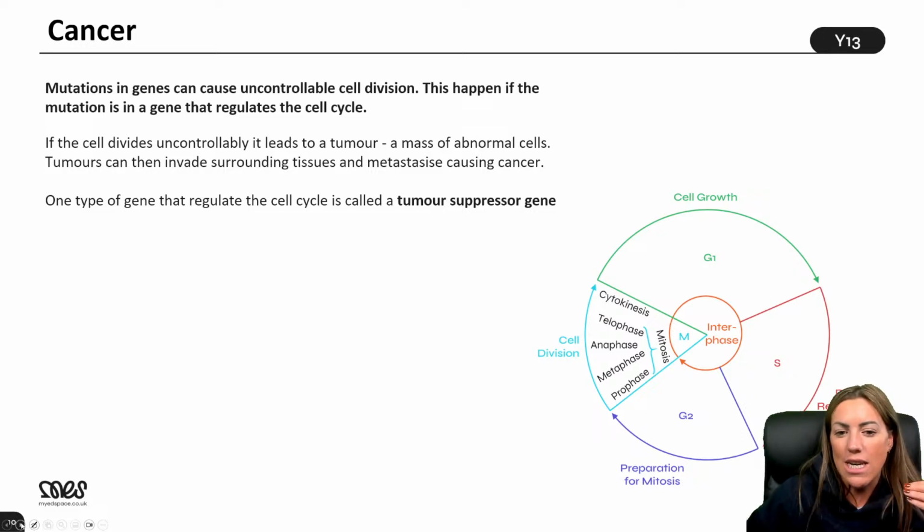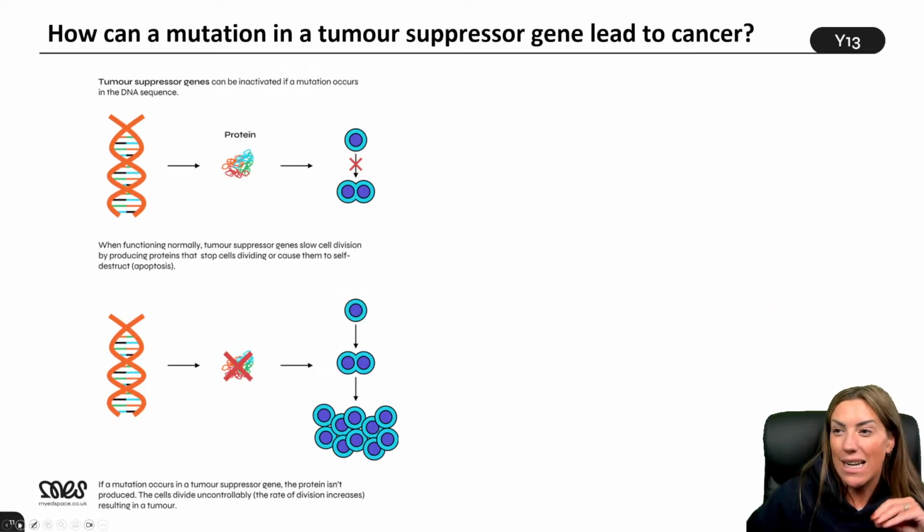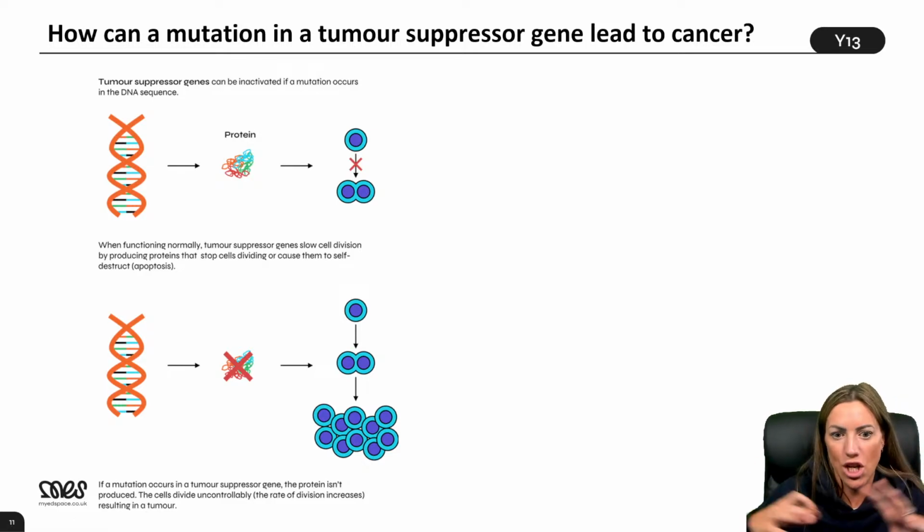So there's a gene that's called a tumor suppressor gene. And if there's a mutation in a tumor suppressor gene, it can cause cancer, uncontrollable cell division. But this diagram basically explains all of that to you, okay? So because we're running out of time and I'm not sure what other lessons you've got today, I'm going to let you read through that to try and learn a little bit more about how it can lead to uncontrollable cell division, a tumor, cancer, if there's a mutation in this particular gene.